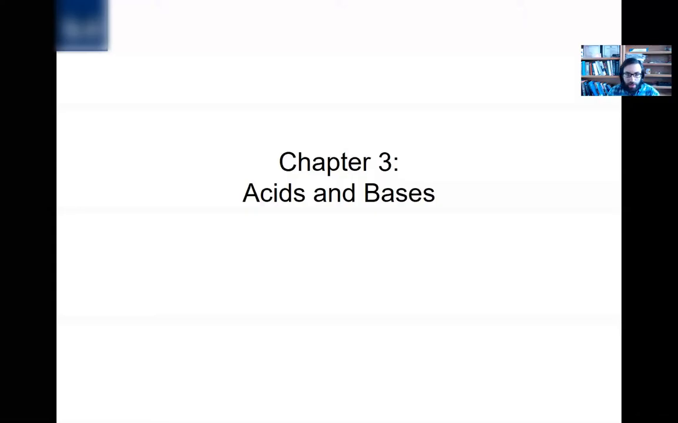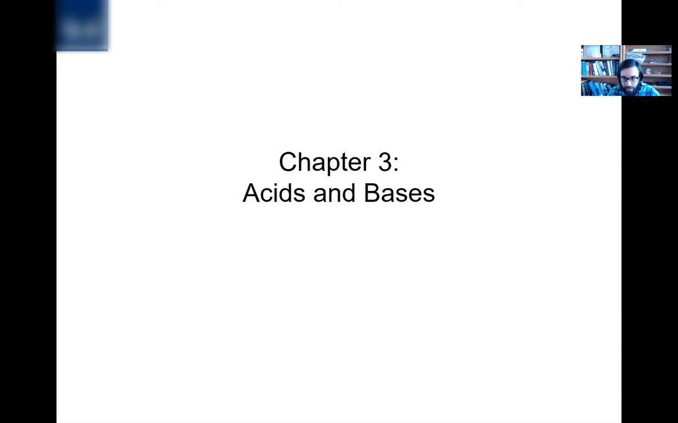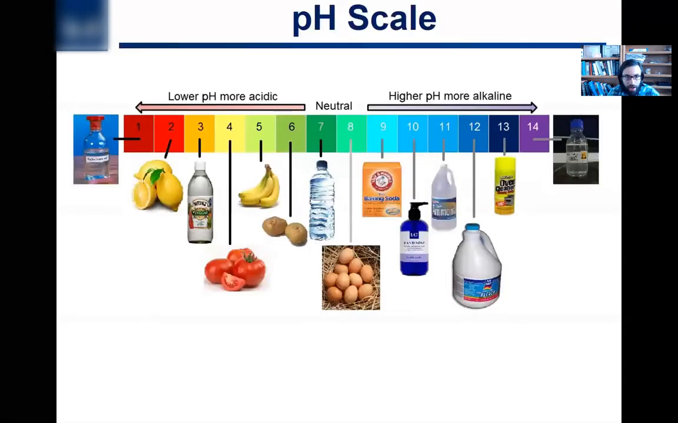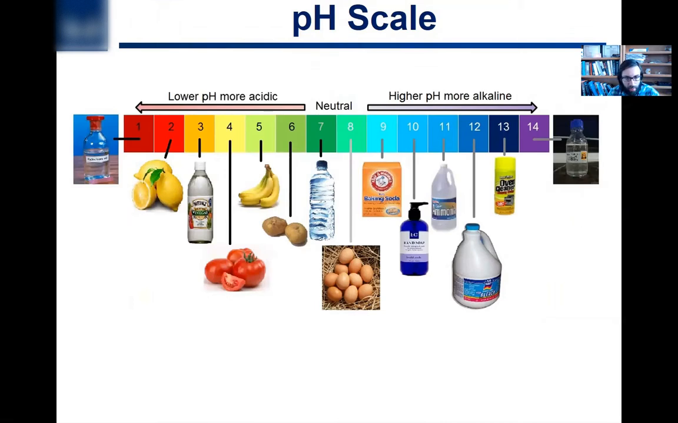Okay, so we've made it to the third chapter in this course, which is on acids and bases. I think you all have pretty good familiarity with what acids and bases are, some intuition. The first way that these were distinguished was simply by observing some of their physical properties. Probably the most noteworthy is taste and feel, right?